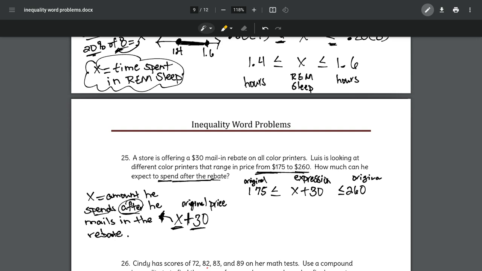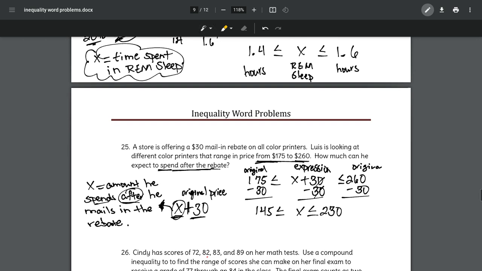All right, so to calculate what the price was after the mail-in rebate, I just need to solve for X. So I'm going to subtract 30 from both sides. So that's 145 and 230. So after the rebate, the printers were anywhere from $145 to $230. And I know you can do that in your head because 175 minus 30 is 145, and 260 minus 30 is 230. So he could spend anywhere from 145 to 230.